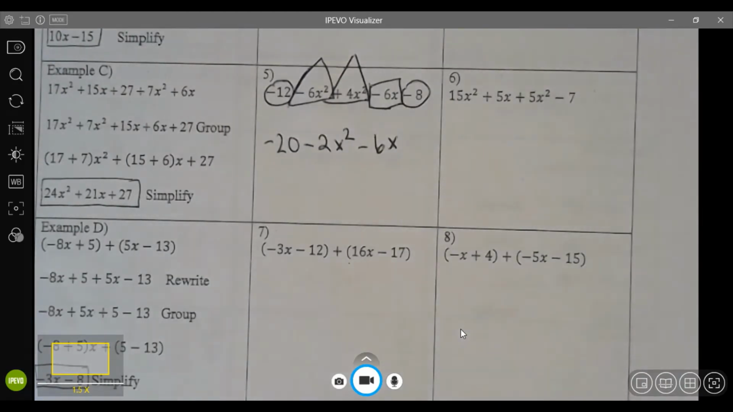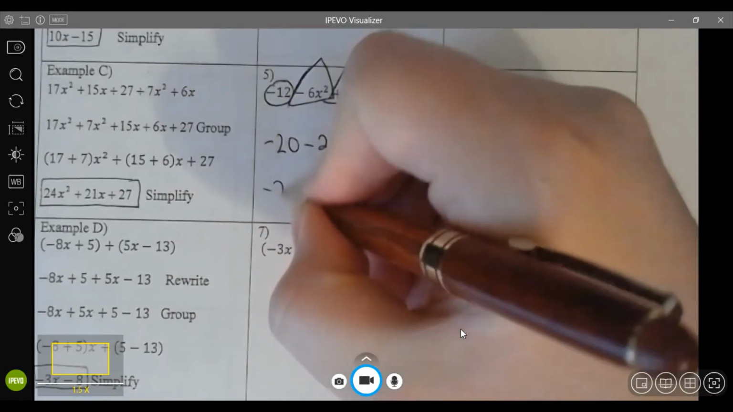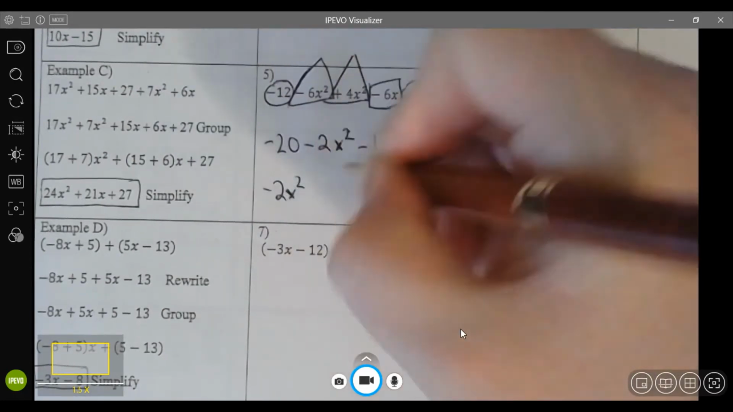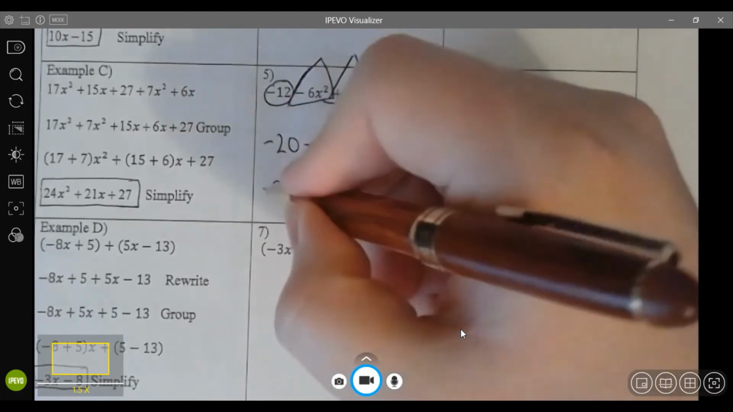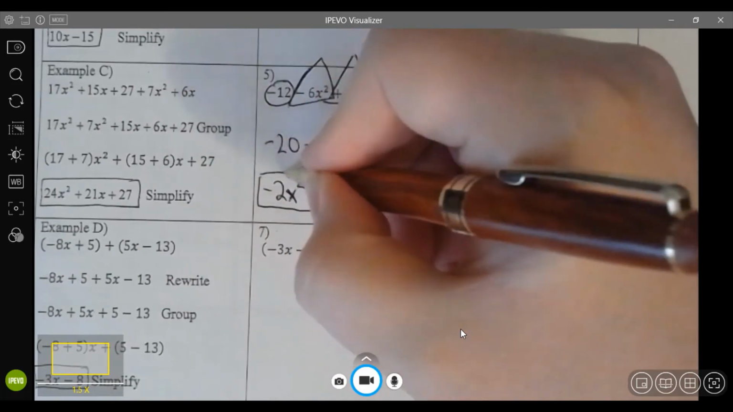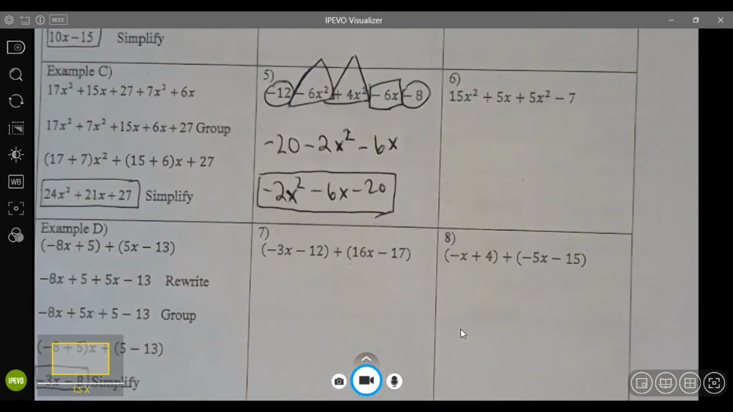And then I like to write this in standard form, so the highest power on x first. So we'll do -2x squared minus 6x minus 20. It's good practice to put your answer in standard form. So highest power of x to lowest power of x.